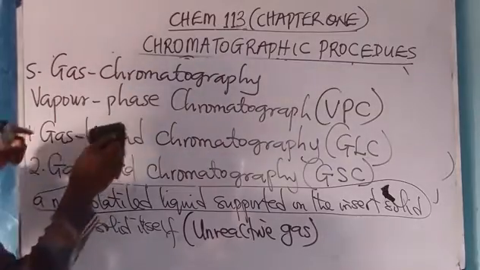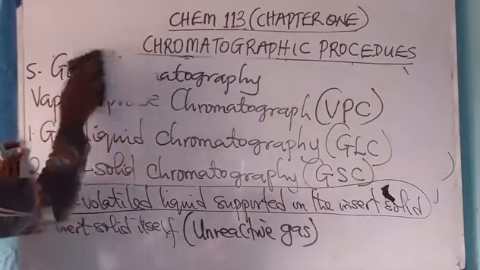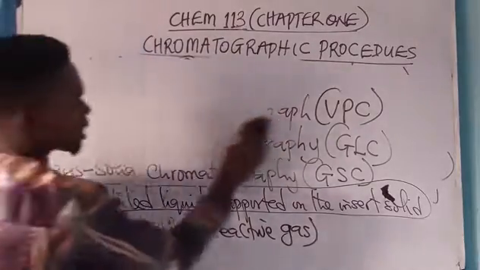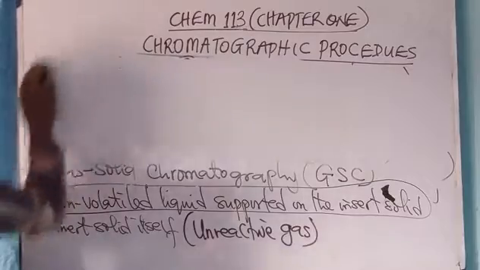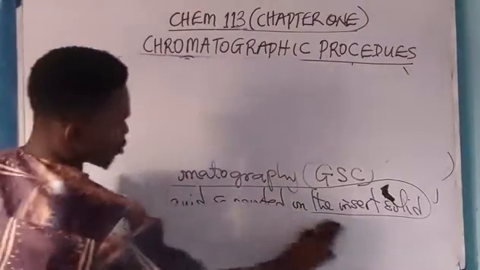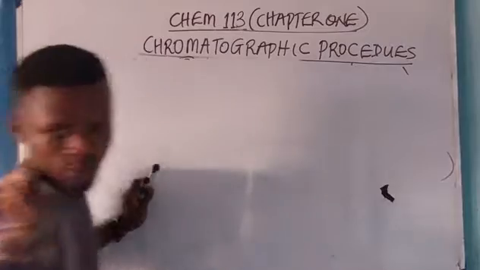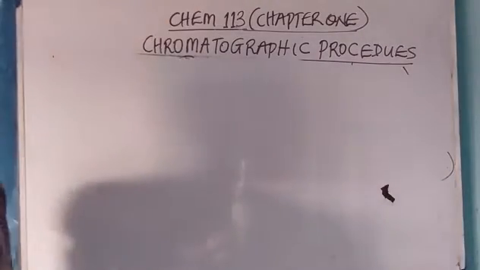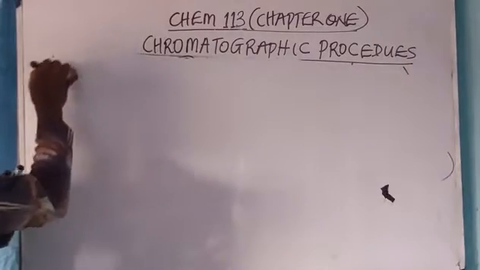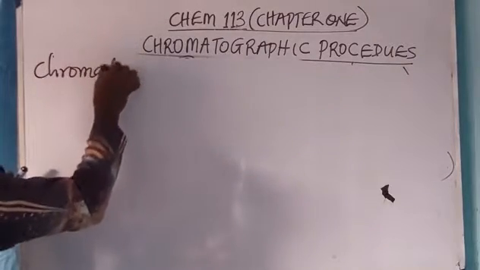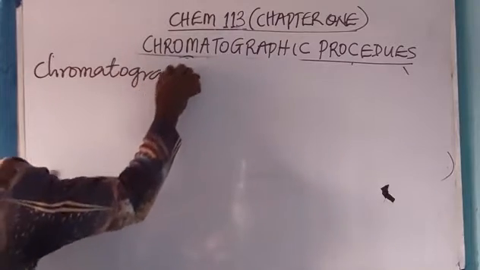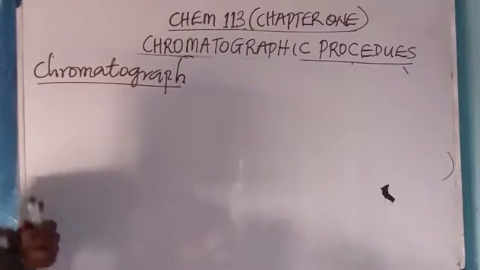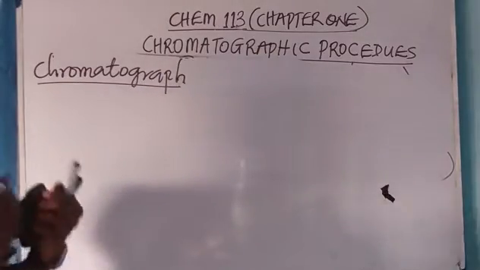Now, the equipment or instrument used in gas chromatography is called a chromatograph. Take note of that. The equipment used in gas chromatography is called a chromatograph. So this is the instrument or equipment used in gas chromatography.